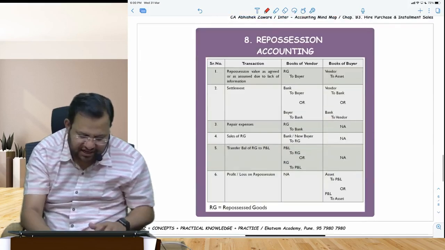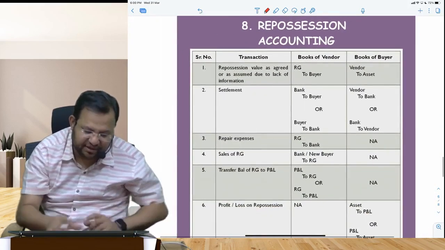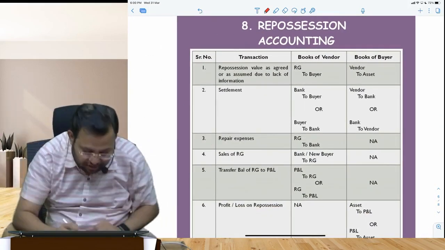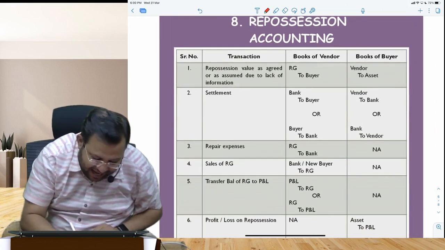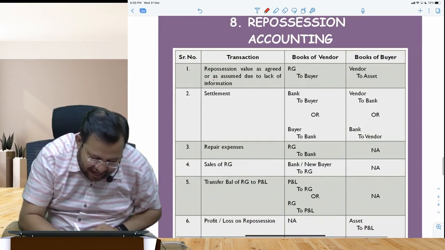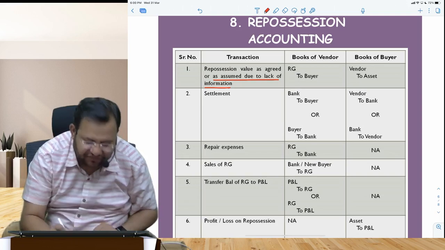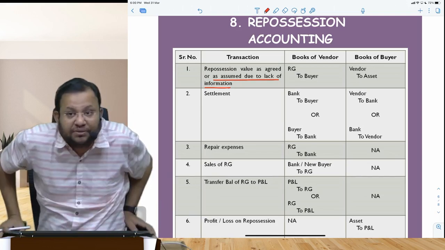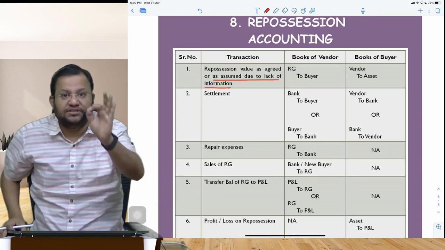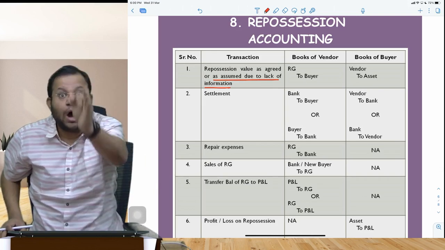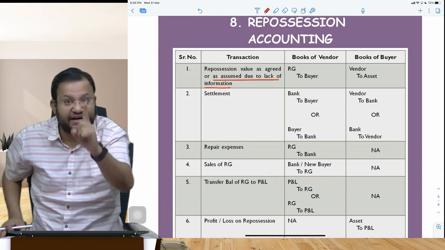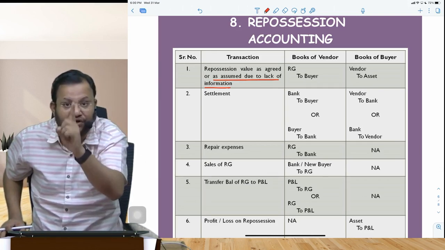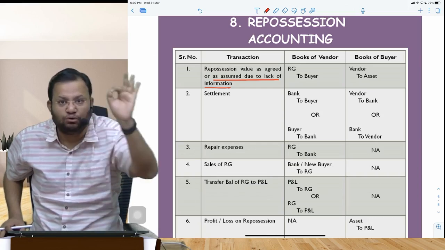Journal entries are on the next page. क्या खतरनाक entries लिखे मैंने यहाँ पे, एक टेबल में सब कुछ खत्म. Repossession value as agreed or as assumed due to the lack of information. If nothing is given about repossession value, we assume repossession value is equal to outstanding amount. I did not say repossession value is equal to book value. It is equal to outstanding amount.